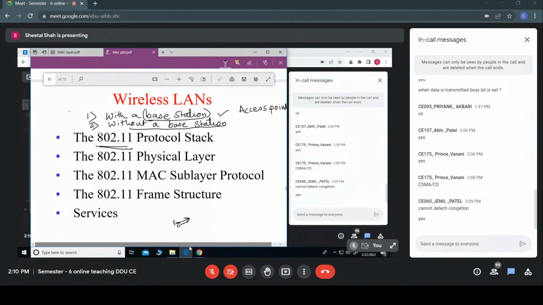What can be the other problem which it faces in this wireless LAN? Have we learnt about the hidden station and exposed station problem?